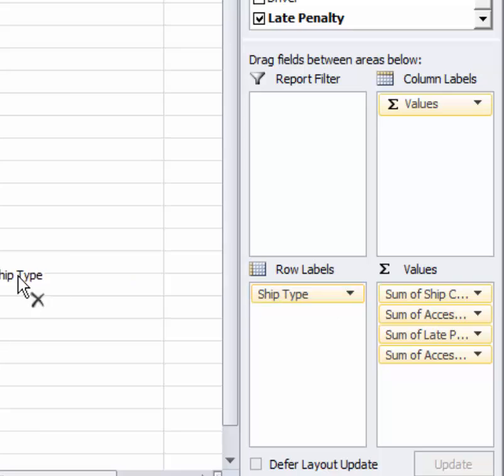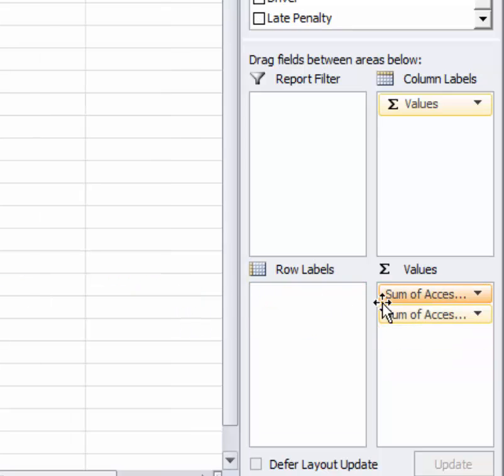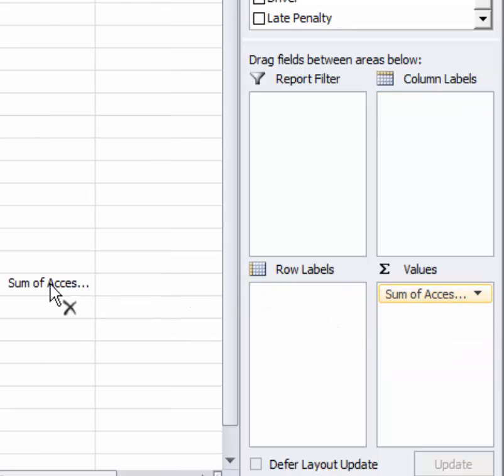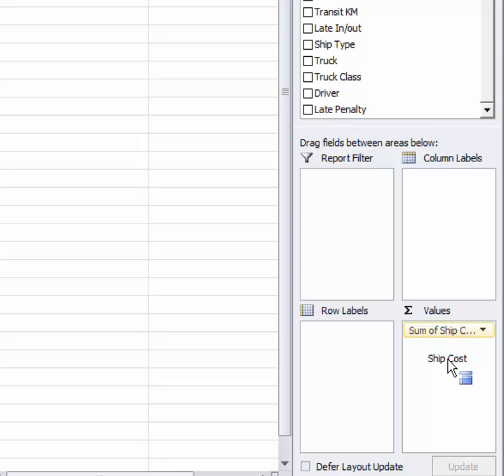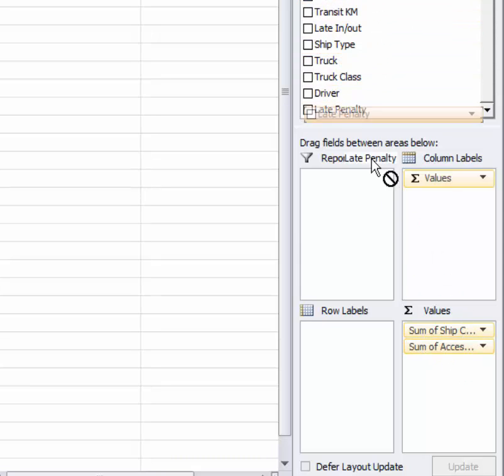So while we're here, let's do one more. And I'm just going to clear out all of this. And I'm just going to use the same pivot again, right? Nothing wrong with that. And we want to do outbound shipping costs as percentage of net sales. So I shouldn't have removed all of that, but let's do it again just for practice. So ship cost over here. We've got Accessorials over here, and then late penalty over here.